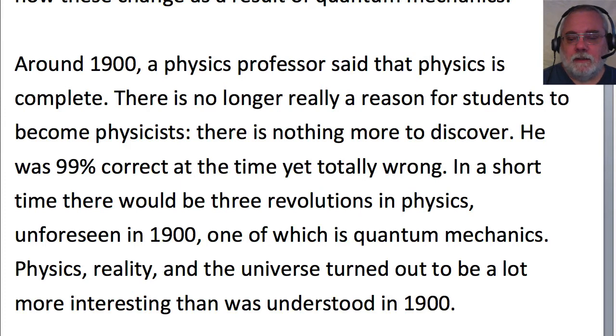Around 1900, a physics professor said that physics is complete. There is no longer really a reason for students to become physicists. There's nothing more to discover. He was 99% correct at the time, yet totally wrong. In a short time, there would be 3 revolutions in physics, unforeseen in 1900, one of which is quantum mechanics. Physics, reality, and the universe turned out to be a lot more interesting than was understood in 1900.